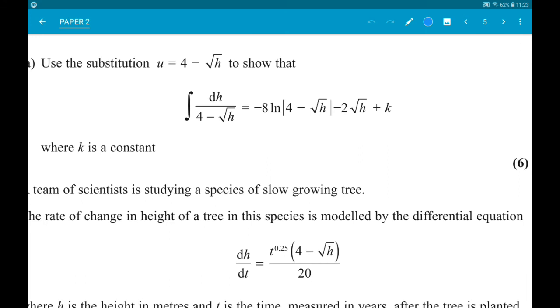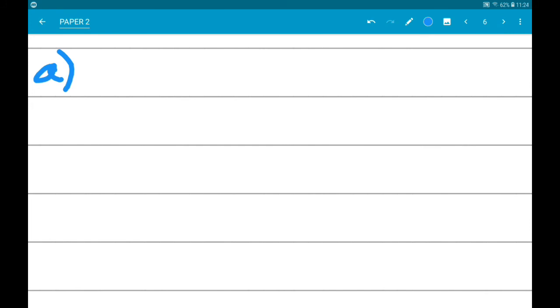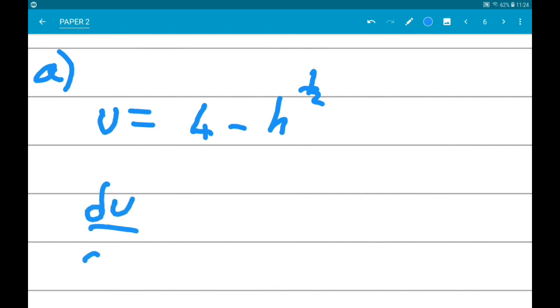Alright, good times. So, let's start then with u is 4 minus h to the power 1/2. So, du by dh is minus 1/2 h to the minus 1/2.